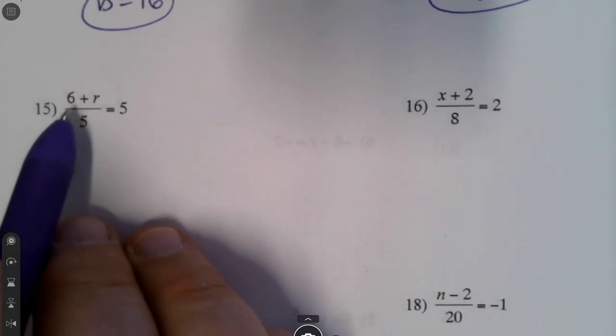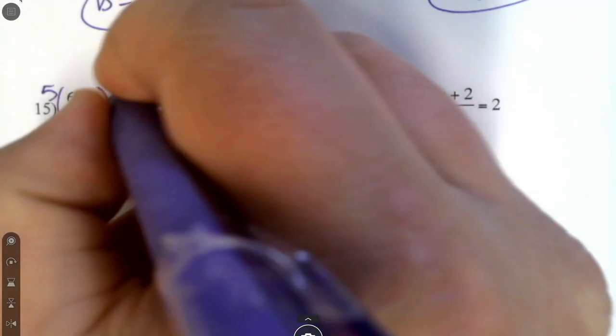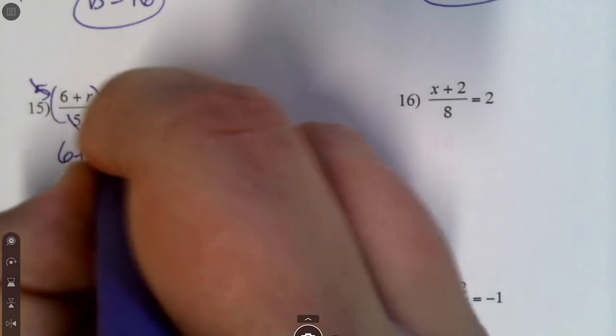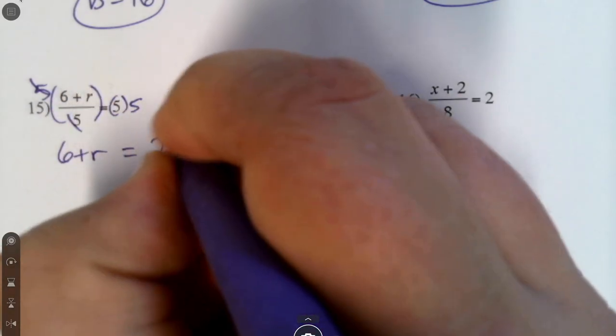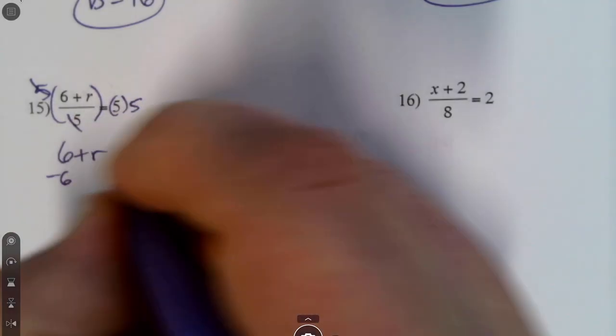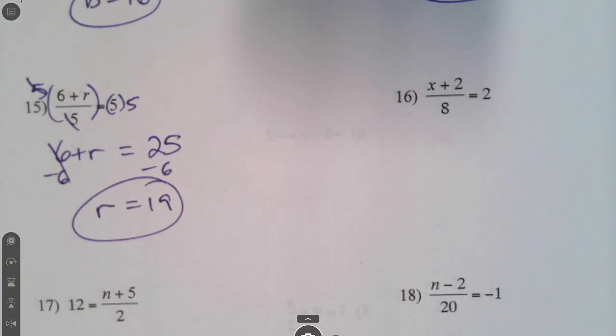15, we see an entire side is being divided. So we get rid of that by multiplying both sides by the denominator. They cancel out right here. 5 divided by 5 is 1. 5 times 5 is 25. Then we get rid of the constant. We subtract 6 from both sides and get r equals 19.